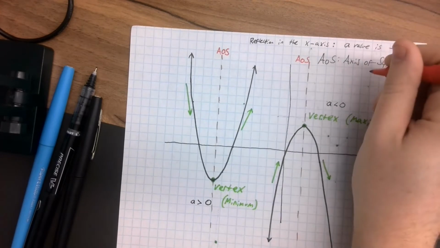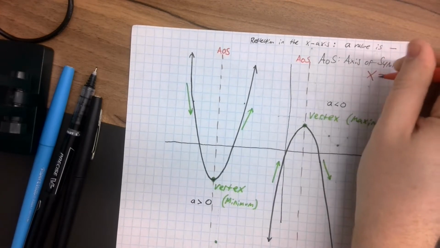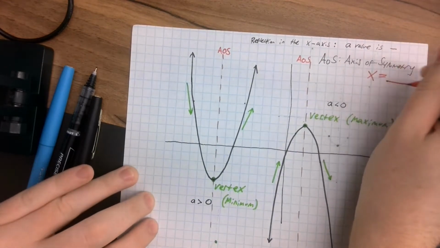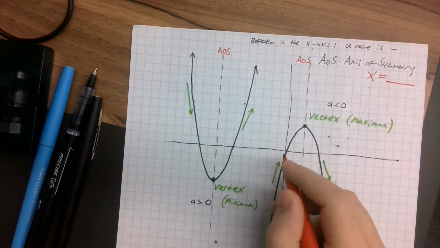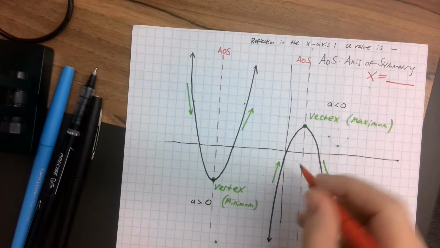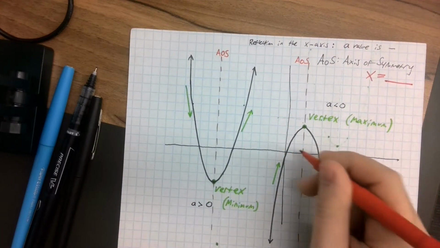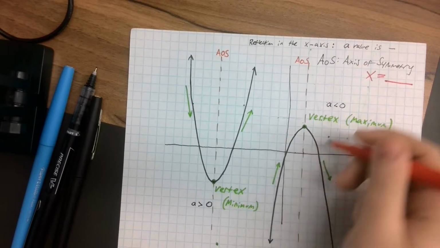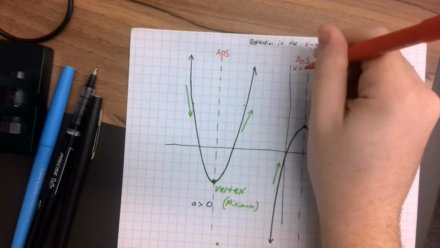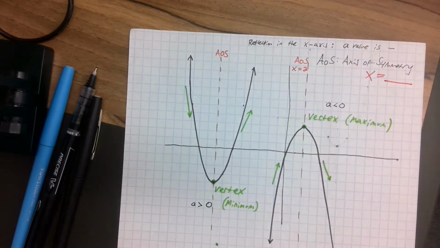The axis of symmetry is always going to be written out as x equals something. So for instance, let's take a look at the one on the right here. What's the x value of our axis of symmetry? Here's x equals 0. Here's x equals 1. Our axis of symmetry is at x equals 2. We say our AOS is x equals 2, and you do have to write the x equals part.